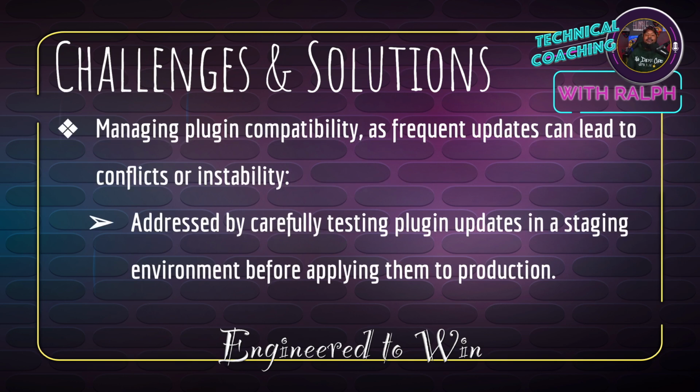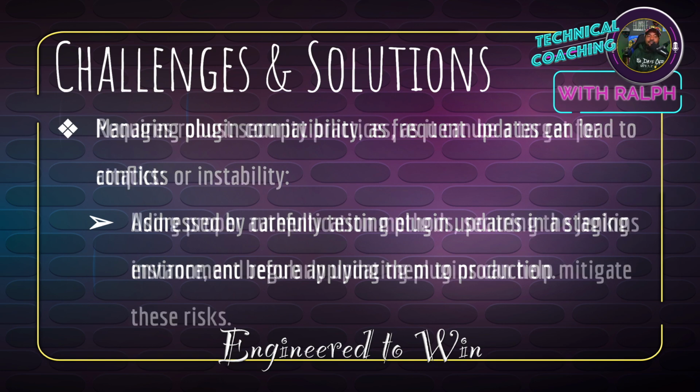So what else? Managing plugin compatibility. It's a big challenge as frequent updates can lead to conflict and instability. What does that mean? You can have a plugin that's working on version 2.0, but then when they update it to version 2.1, that plugin is not going to be working. So how do you address this? It can be addressed by carefully testing plugin updates in a staging environment before applying them to production. So that's one way of handling it.